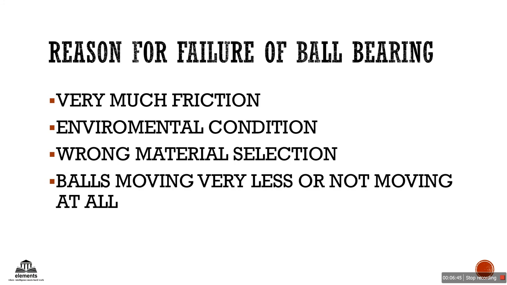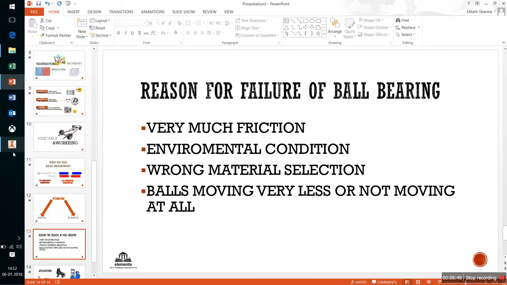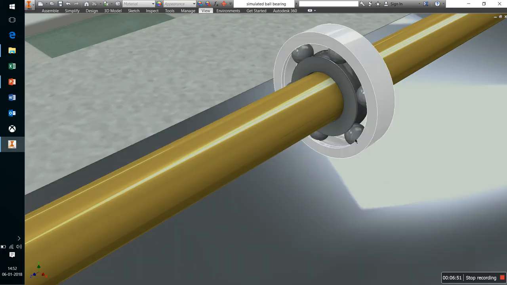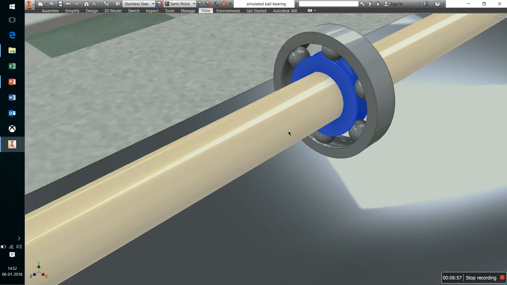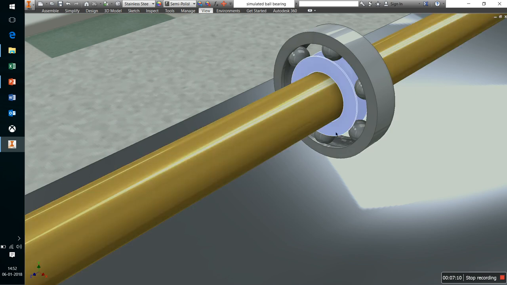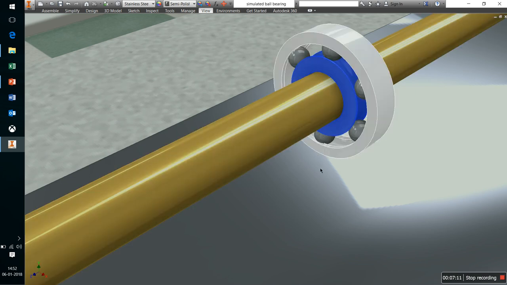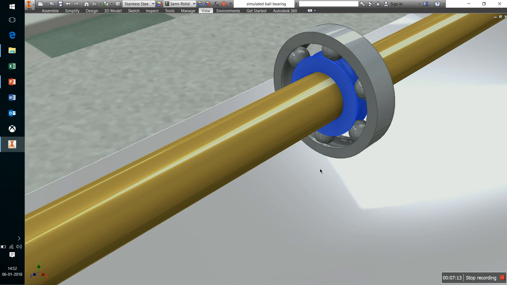Another is the balls moving very slowly or not moving at all. This is also a reason. Let's take a look again. Imagine the balls are not moving or are moving very, very slowly. The shaft is moving at its own rotational speed. When the shaft rotates, it provides a centrifugal force towards the ball, and there will also be a force on the downside ball due to the weight of the shaft.